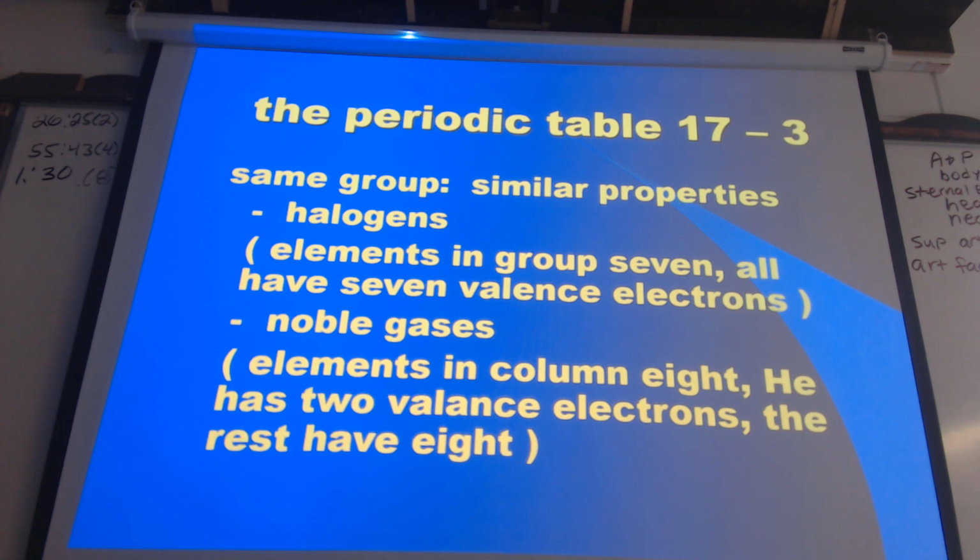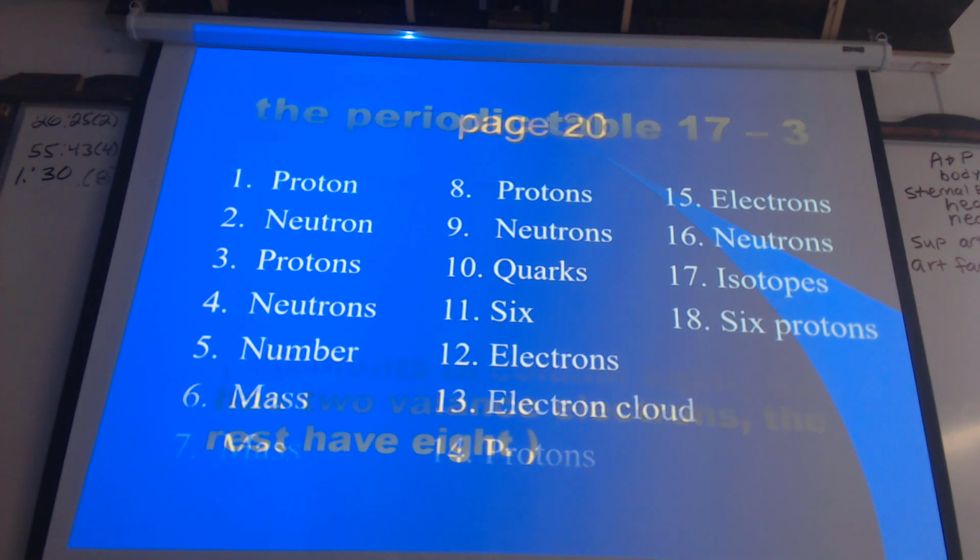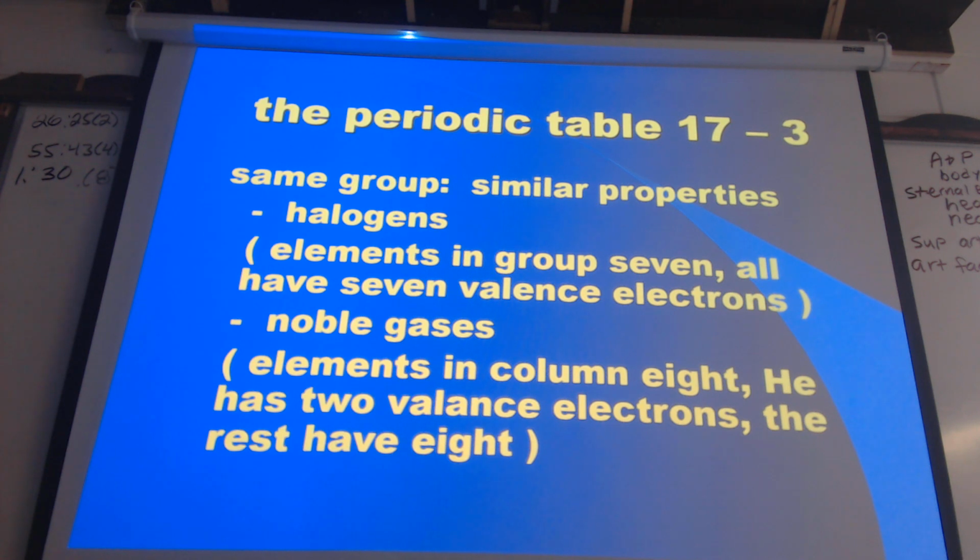Its outer energy level is what? It's full. It's got 8 valence electrons in it. Okay? That's what we're talking about here. Elements in column 8. Helium only has 2. That's an exception to the rule. The rest have 8. Okay? Does that make sense? Okay? So what we have left to go over is just that. Okay?